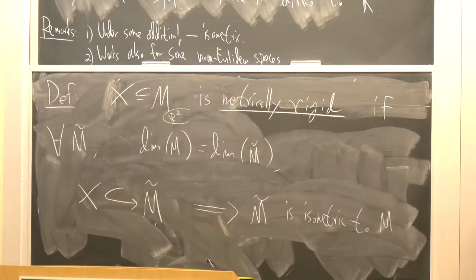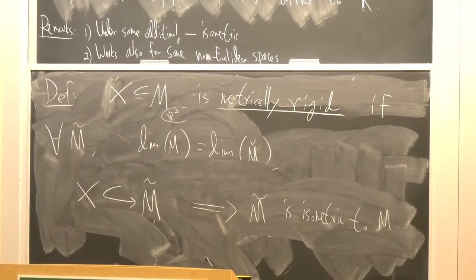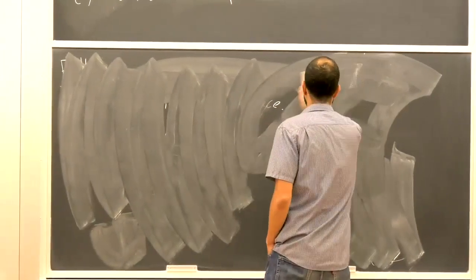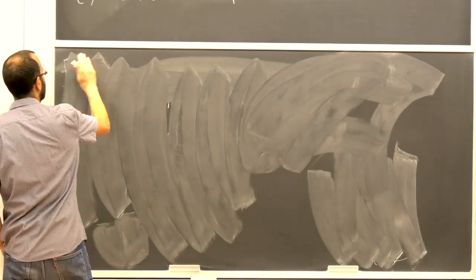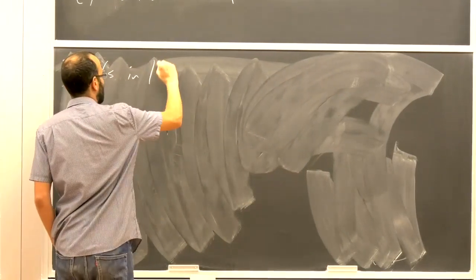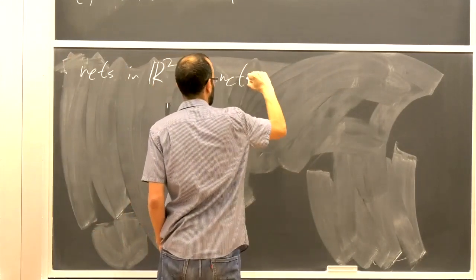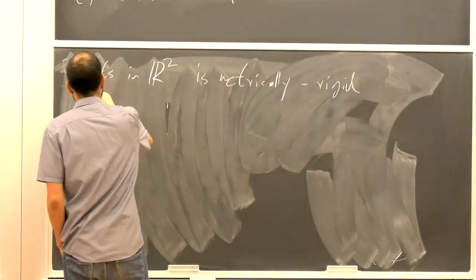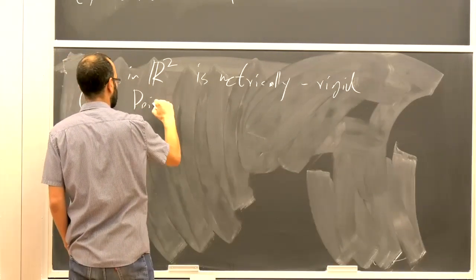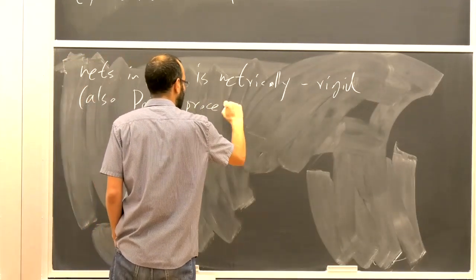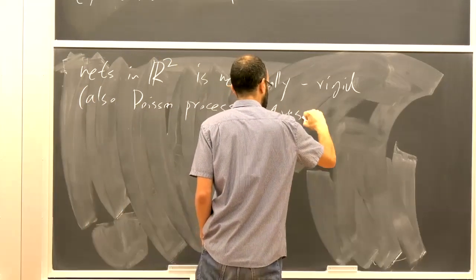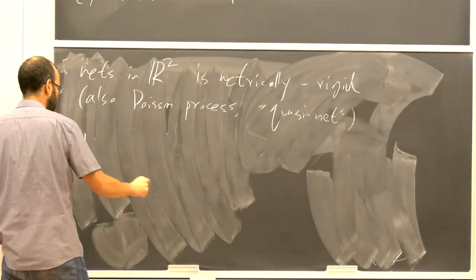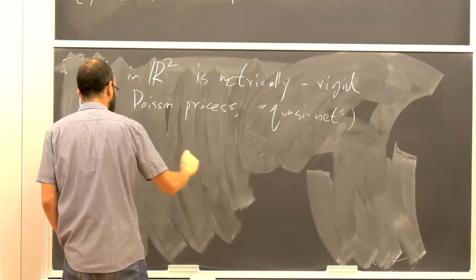So what we said is that nets in R2 are metrically rigid. Also other things are metrically rigid: if you have a Poisson process, it's still okay, with probability 1. There is something we call a quasi-net, which is enough. And the first question is: do we have metric rigidity for nets in Hadamard manifolds?